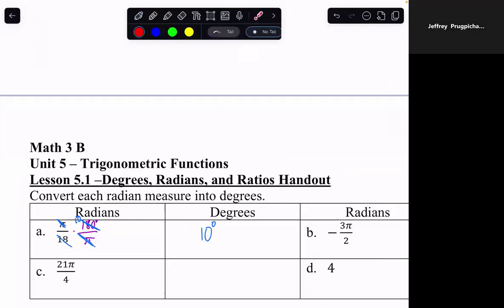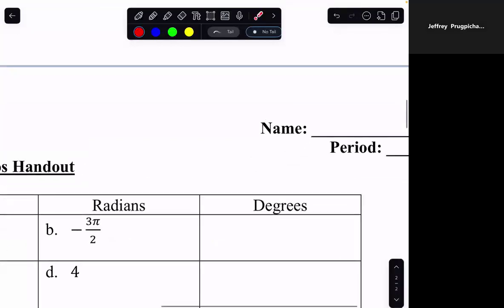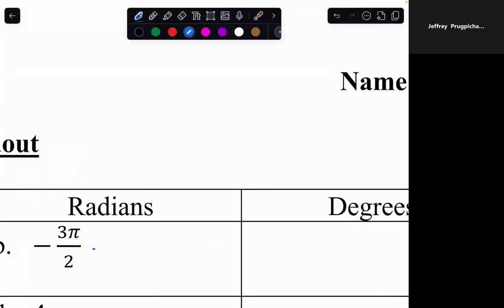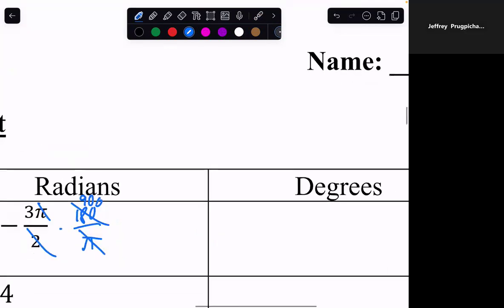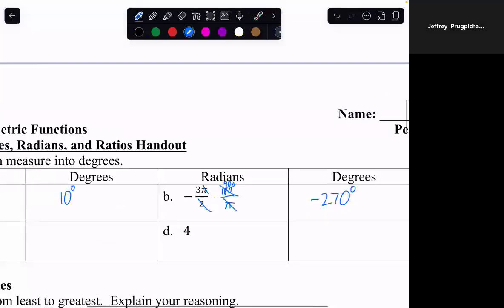Okay, so go ahead and try out the other 3, please. Negative 3 pi over 2 times 180 degrees over pi. The pi's cancel out. 2 goes into 180 90 times. Okay, so negative 3 times 90 is negative 270 degrees. And the denominator is an invisible 1.